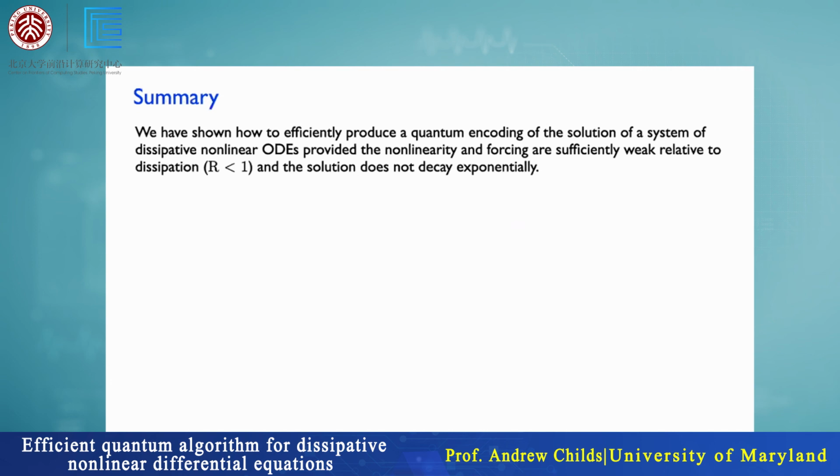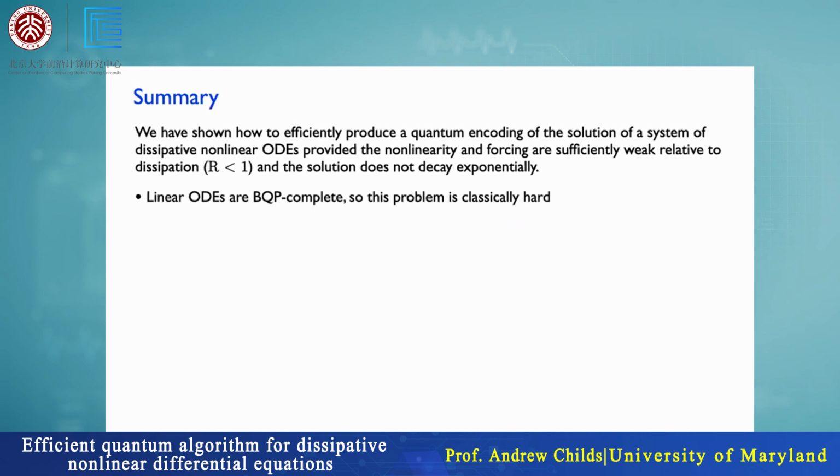Okay, so let me now try to wrap up and summarize some of the things I've talked about. We've shown that there's an efficient quantum algorithm that allows us to produce a quantum encoding of the solution of a high-dimensional system of nonlinear differential equations, under suitable conditions. We don't expect to be able to do this efficiently in general, but we can do it if the nonlinearity and the forcing are sufficiently weak relative to dissipation, in other words, if the system is sufficiently strongly dissipative. There's also the condition that the solution must not decay exponentially.